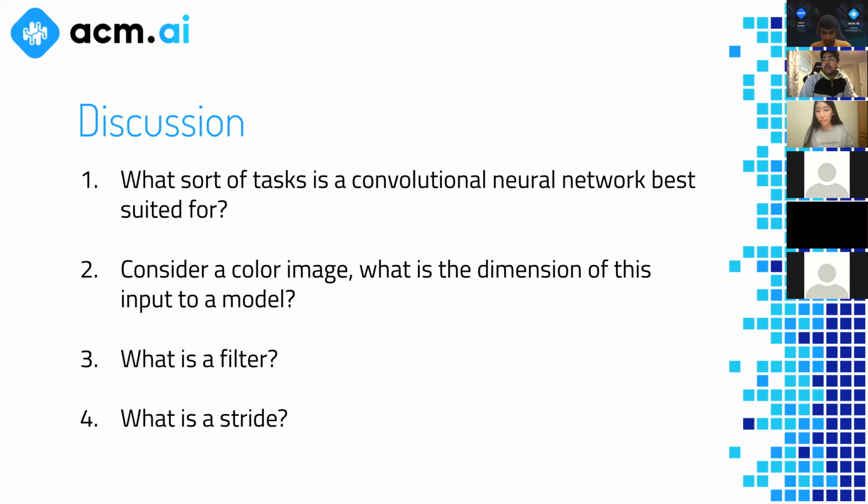Okay, so Terry asked if CNNs can support more dimensions than just 3. Technically you can have as many dimensions as you need, but usually the input would have a depth of 3 if it's just a normal colored image.